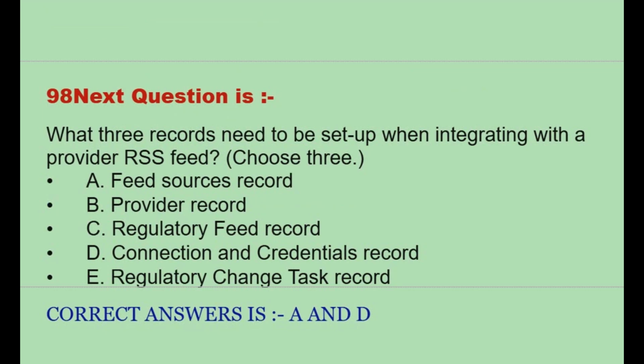Question is what three records need to be set up when integrating with a provider RSS feed? Choose three options. Option A feed sources record. Option B provider record. Option C regulatory feed record. Option D connection and credentials record. Option E regulatory change task record. Correct answer is option A and option D.